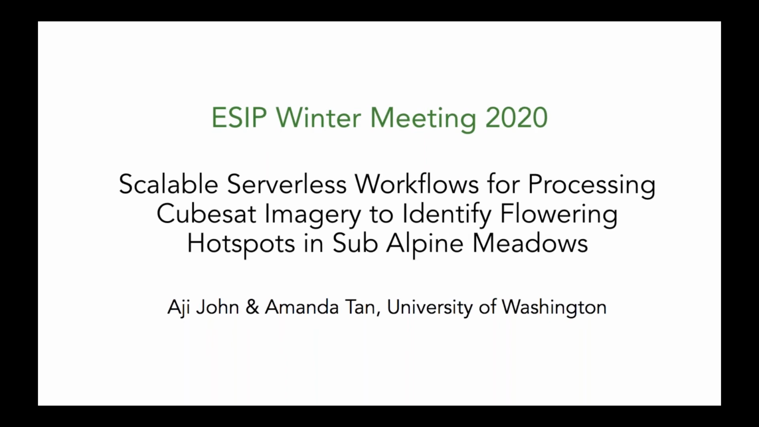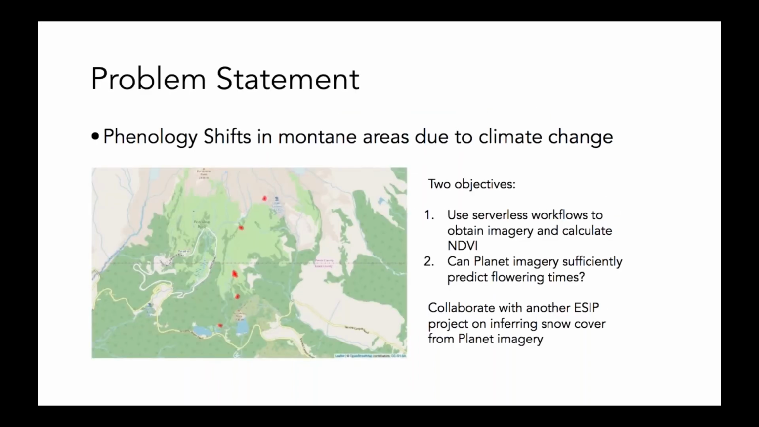And there are two objectives. One is that we wanted to use serverless computing, specifically on Amazon Web Services, where it's called Lambda, where all you have to do is write code and automate that execution of the code through the Lambda service. And then also to understand if Planet imagery can sufficiently predict flowering times.